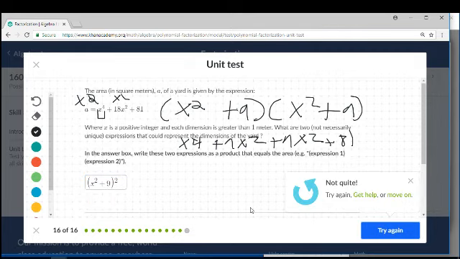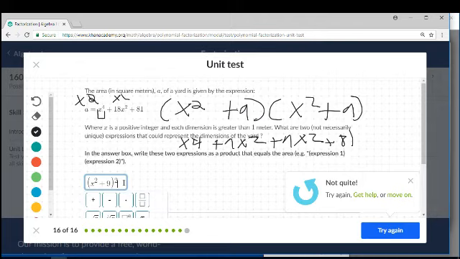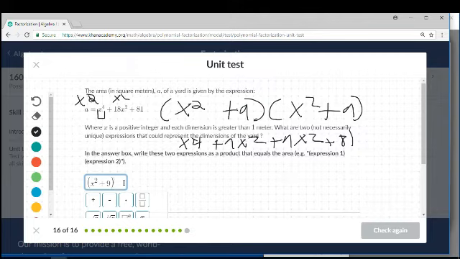Wait. Oh. What if I just did? Are they nitpicky about notation?